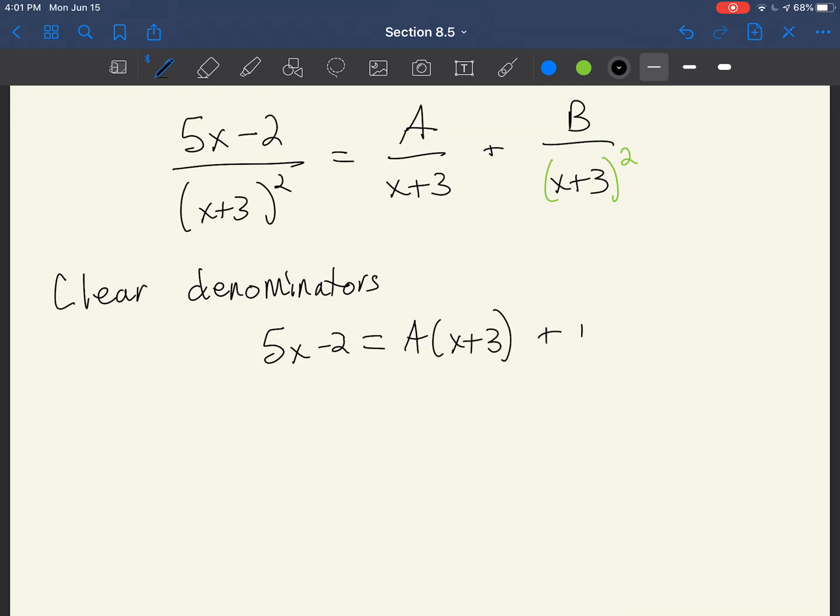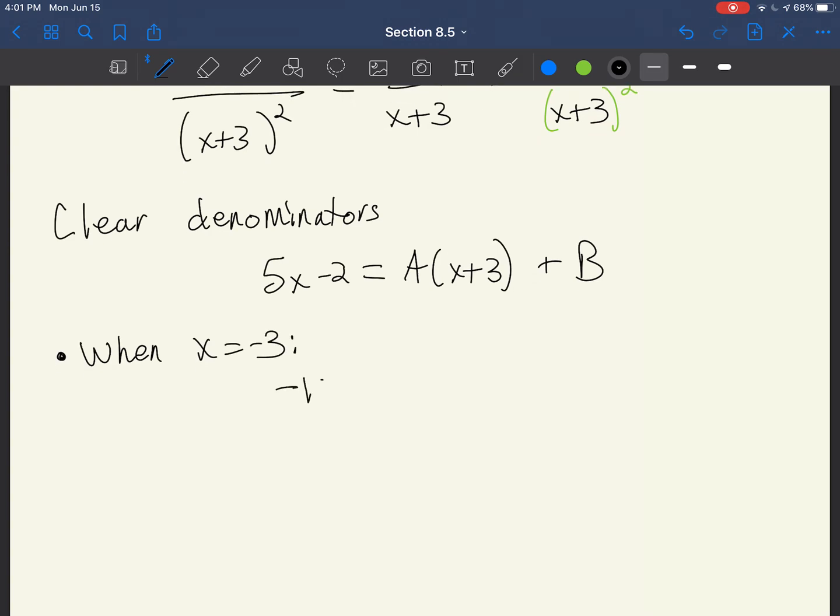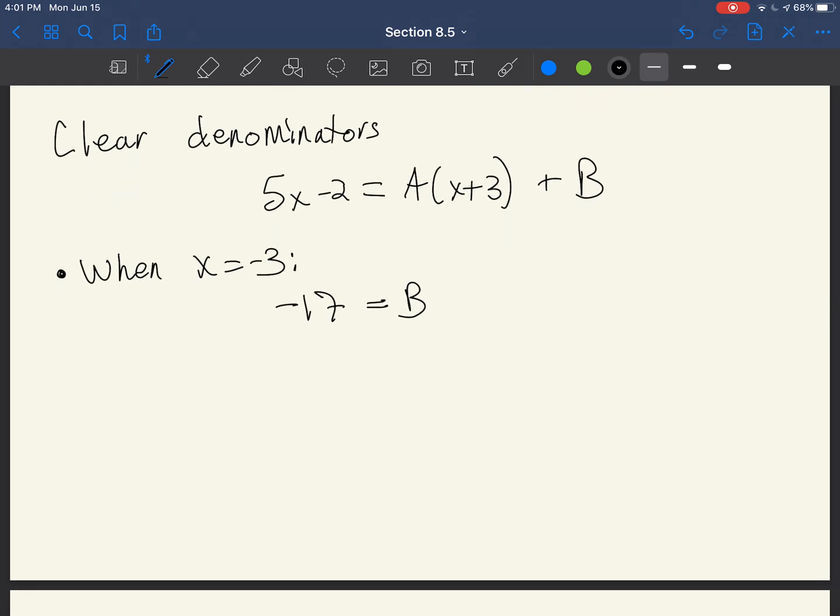You get 5x minus 2 equals a times x plus 3, and what's very nice is you just get plus b. When x equals negative 3, the left-hand side is negative 17, and the right-hand side is just b. So you just immediately get b right there.